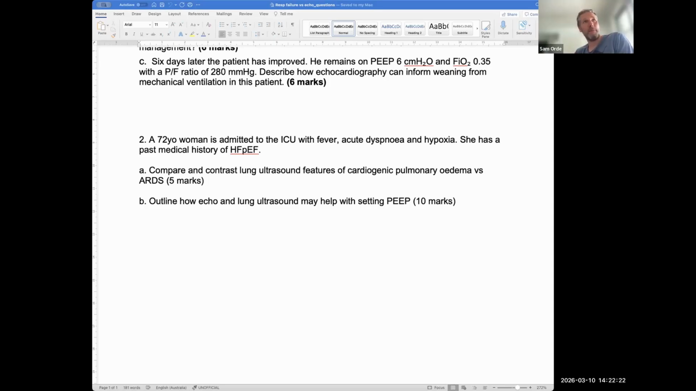So I think that'd be the big comparison for me: there are B lines in both of them, but in cardiogenic pulmonary edema, it's going to be more dependent, and unless it's a ruptured papillary muscle, then it's unilateral, with eccentric MR. Versus ARDS, it's going to be more of a homogeneous pattern. Yeah, very nice. Anyone else do it differently?